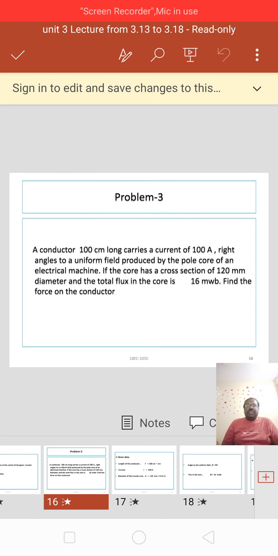Next, problem 3. A conductor of length 100 centimeter carries a current of 100 amperes at right angles to a uniform field produced by the pole core of an electrical machine. The core has a cross section of 120 millimeters diameter and the total flux in the core is 16 milliwebers. Find the force on the conductor.